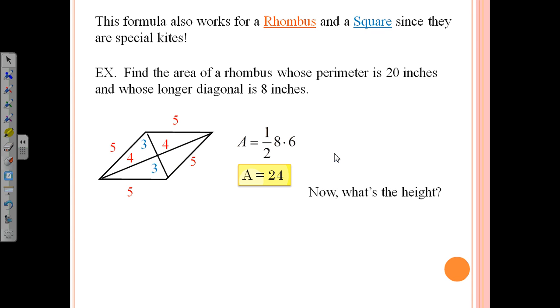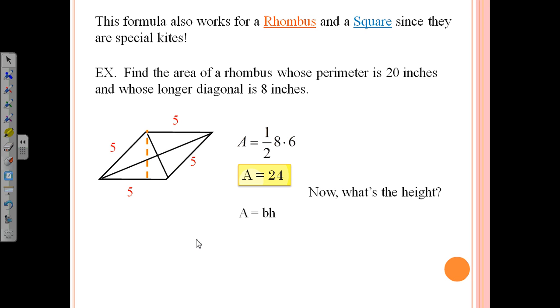But what if they ask you to now find the height? So they want the height of the rhombus. Think about how you might do that. They're asking, what is this height right here? Well, remember a rhombus could be considered a parallelogram as well as a kite. So the formula for the area of a parallelogram is just base times height. And we have the base right here, and we have the area. So if we just plug that in, there's our height.